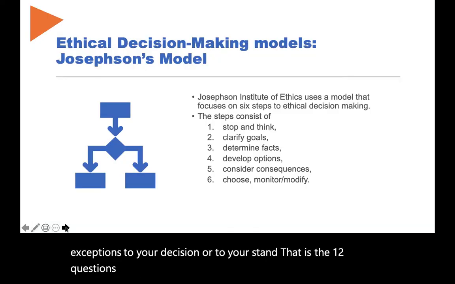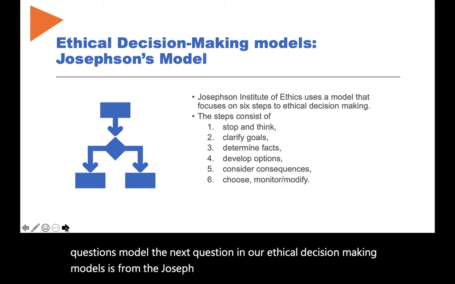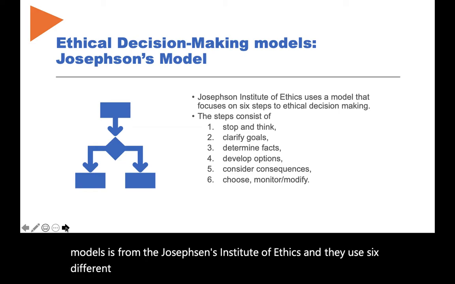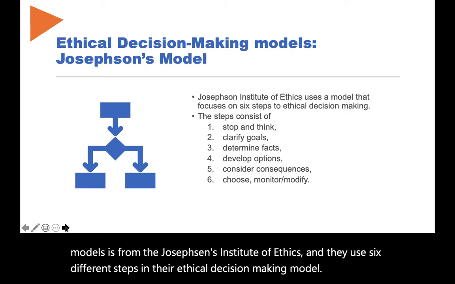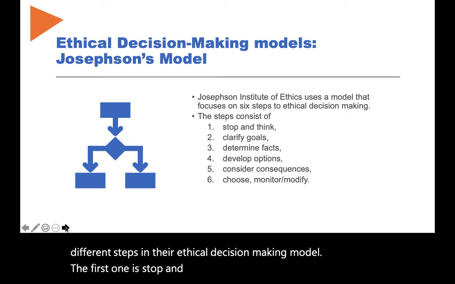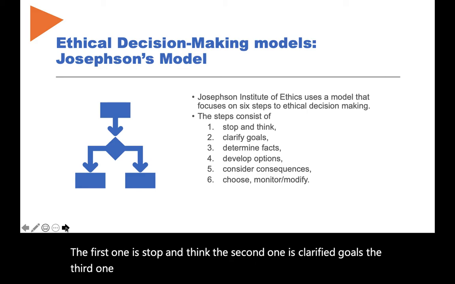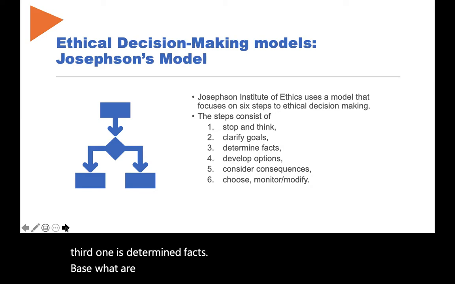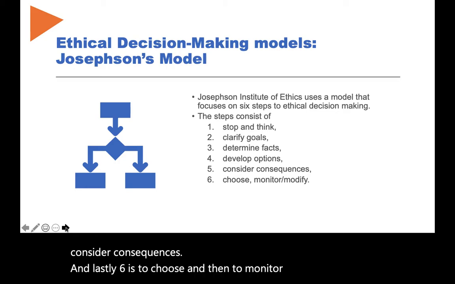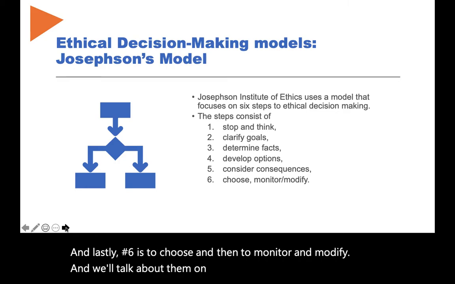The next model in our ethical decision-making models is from the Josephson Institute of Ethics, and they use 6 different steps in their ethical decision-making model. The first one is stop and think. The second one is clarify goals. The third one is determine facts. What are the base facts? Number 4 is to develop options. Number 5 is to consider consequences. And lastly, number 6 is to choose and then to monitor and modify. And we'll talk about them on the next slide.